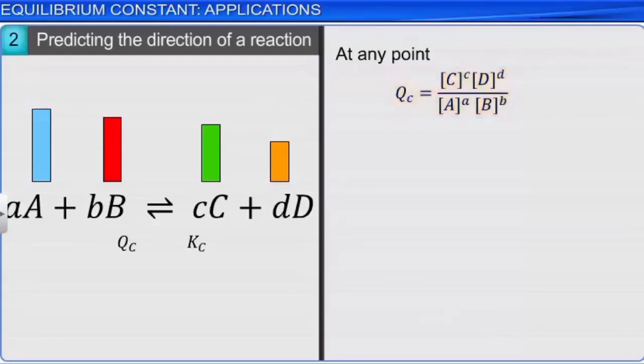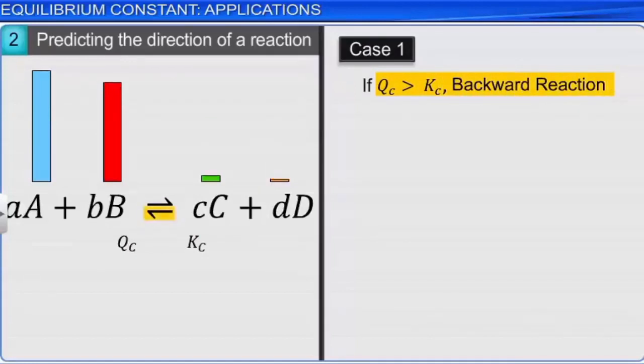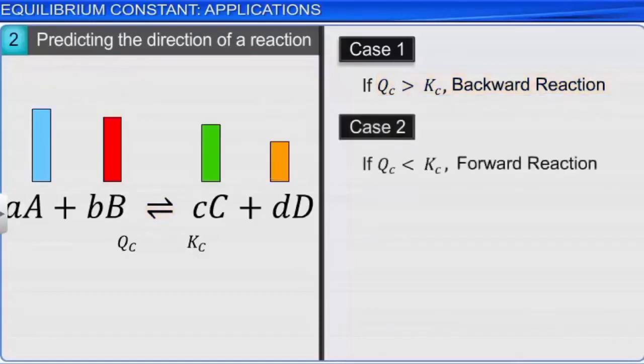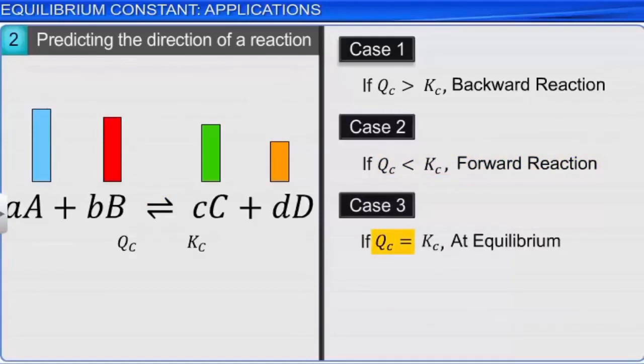Let us now examine how the reaction quotient and equilibrium constant help us in predicting the direction of a reaction. If the value of the reaction quotient Qc is greater than the equilibrium constant Kc, it means that the backward reaction takes place. In other words, the reaction proceeds in the direction of the reactants. If Qc is less than Kc, it means that the forward reaction takes place. That is, the reaction proceeds in the direction of the products. If Qc is equal to Kc, then it indicates that the reaction mixture is at equilibrium. Thus, we can predict the direction of a reaction with the help of its reaction quotient and equilibrium constant.